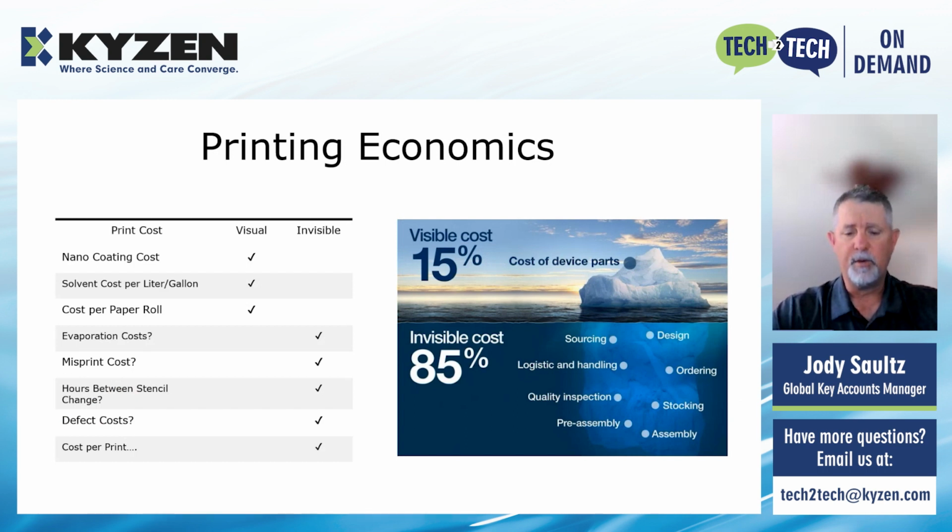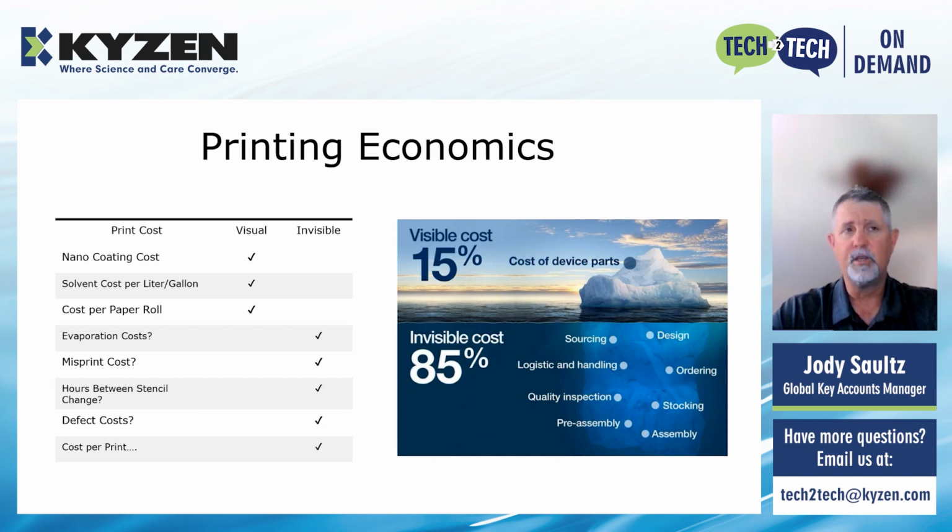So if you think about the economics of printing, there are a couple of things that you can visually tell cost you money, and that's the nano coatings. There's a cost associated with that. You know what the solvent costs per liter, whether it's an engineered chemistry or alcohol. And then the cost of a paper roll. There are cheap paper rolls and more expensive paper rolls. But at the end of the day, those only add up to about 15% of the cost it takes to print. So those invisible costs add up to about 85%.